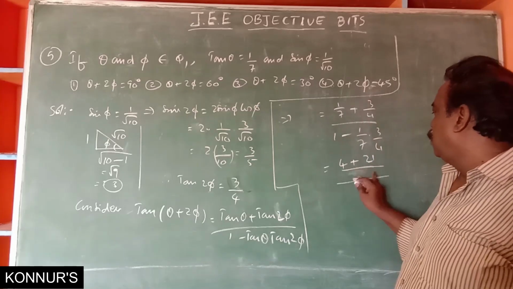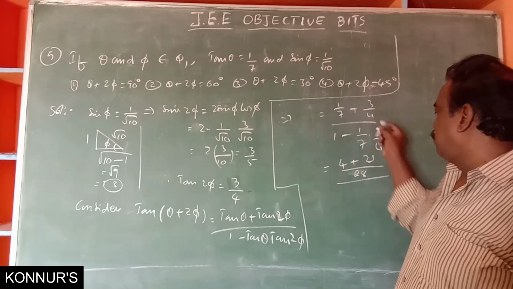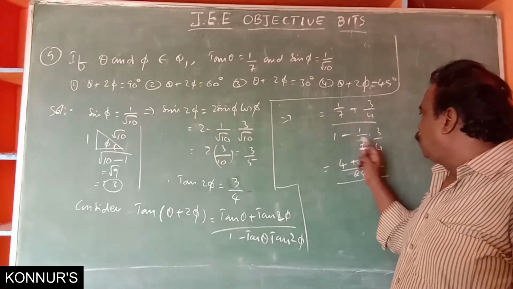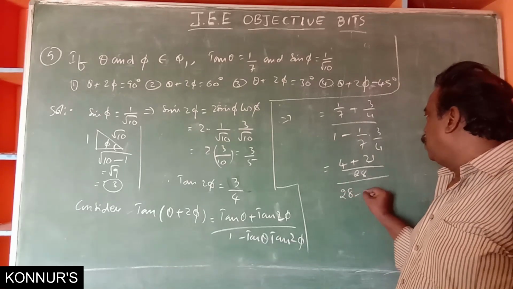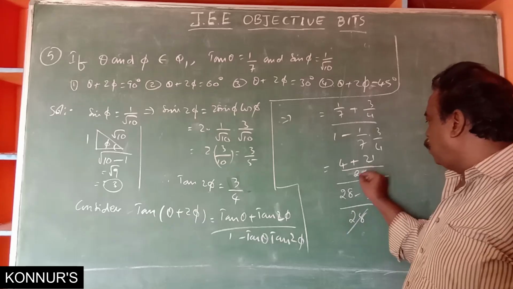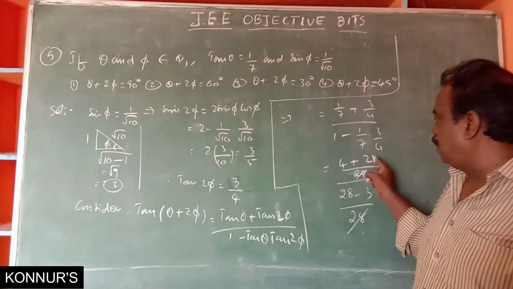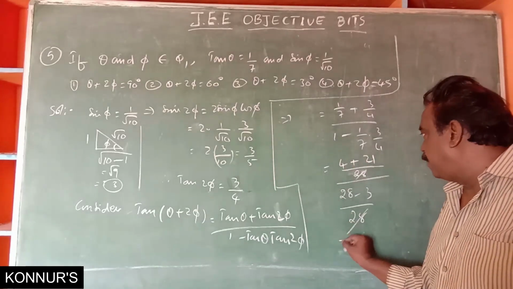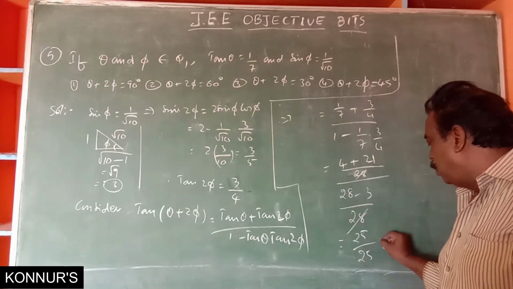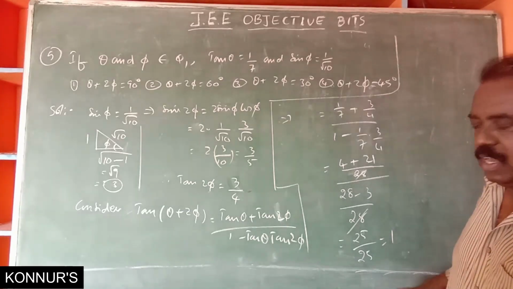This is 28, 7, 4. Again, here 1 into 3, 3 by 28. 28 into 1 is 28 minus 3 into 1 is 3 by 28. 28, 28 cancels. You say 21 plus 4 is 25. 28 minus 3 is 25. It is 1.